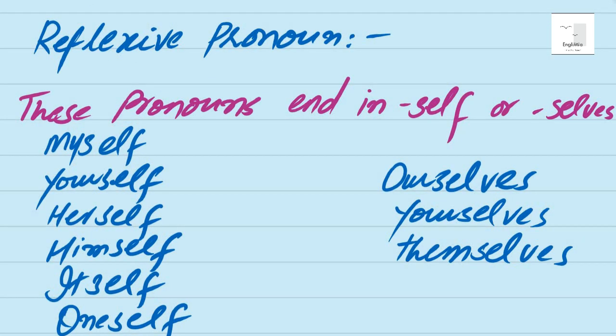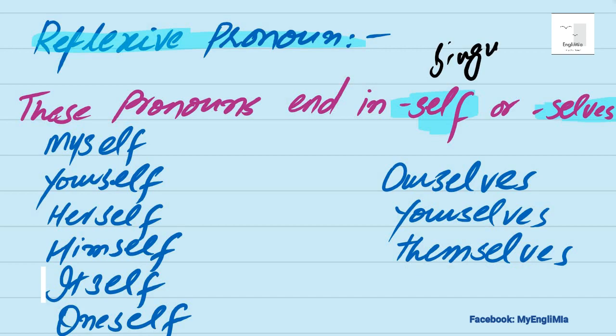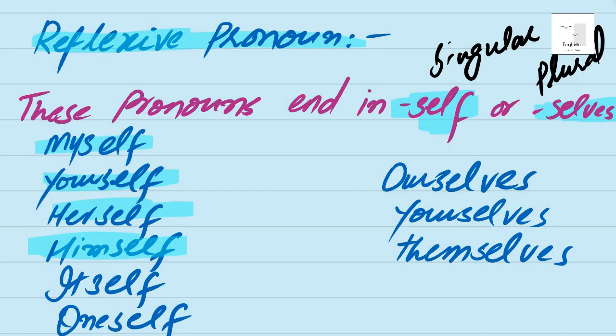Well, reflexive pronouns end in self or selves, singular and plural. Myself, yourself, herself, himself, itself, oneself, ourselves, yourselves, themselves. So you can see that there are 9 in total. So all of them are called reflexive pronoun.